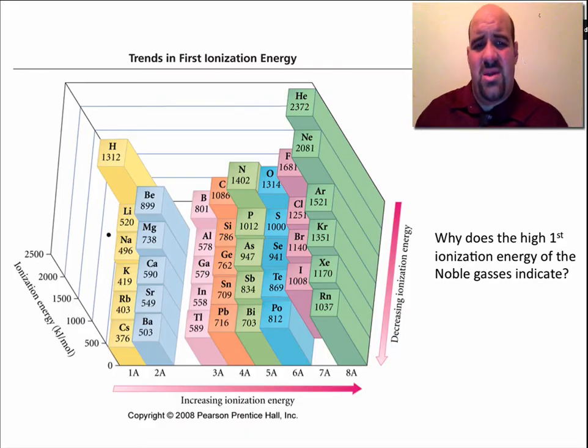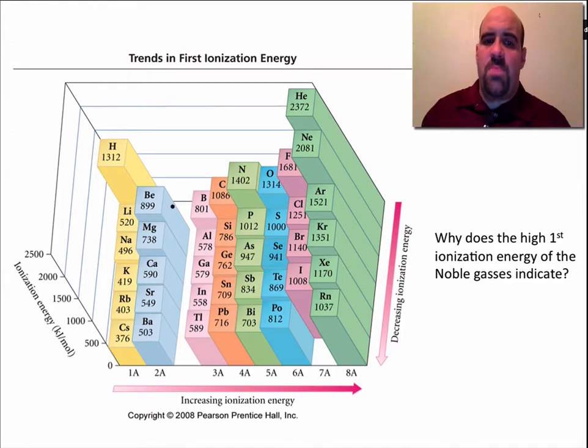it's becoming easier to take that electron because there's more shielding. In general, as you go across the periodic table, the values are getting taller. It's becoming harder to take an electron. Becoming much, much harder to take an electron.